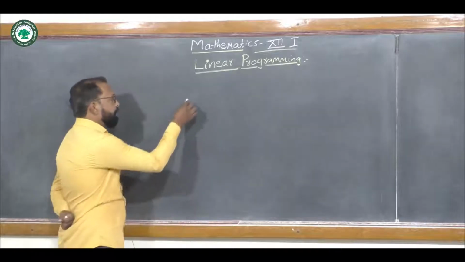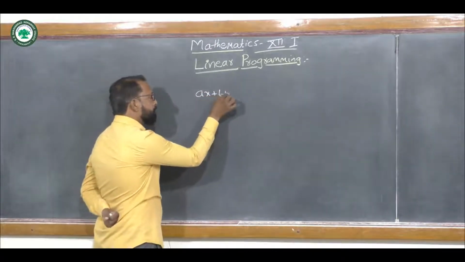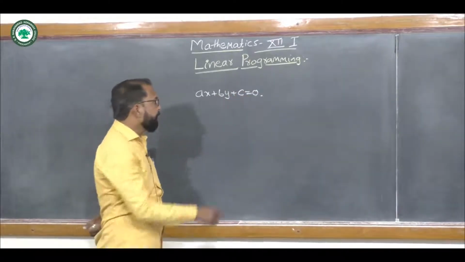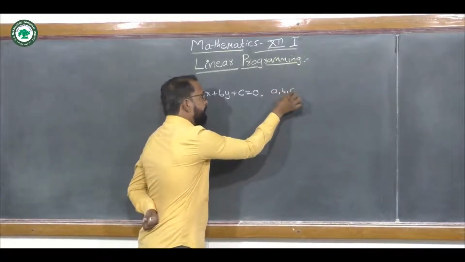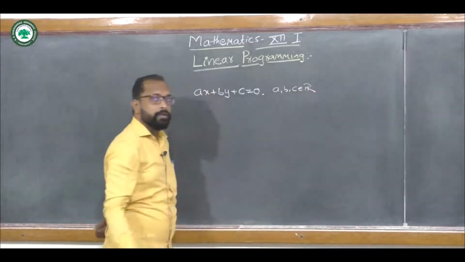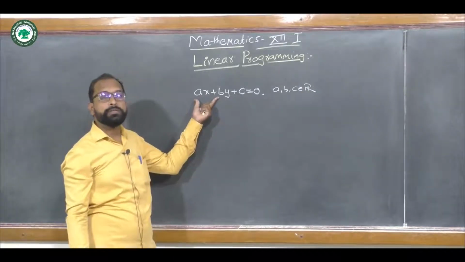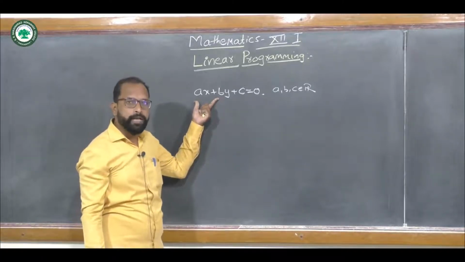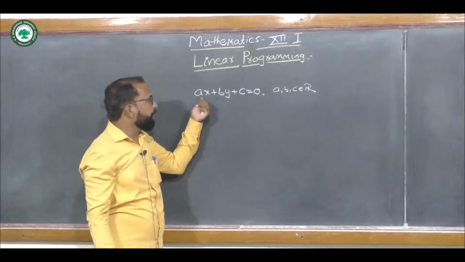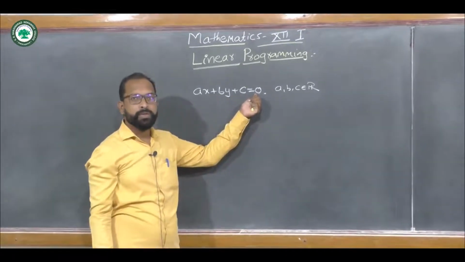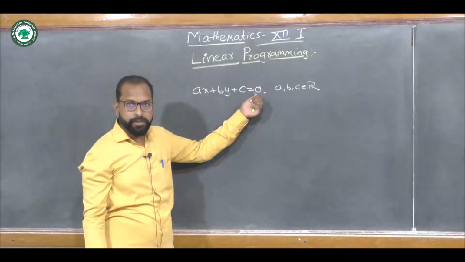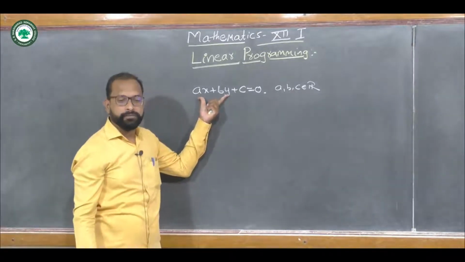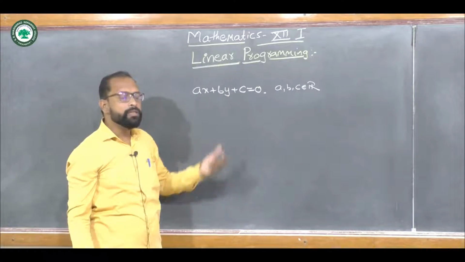Now, we know that ax + by + c = 0, where a, b and c are real numbers and a and b are not 0 simultaneously, or we say that a and b are not 0 at a time. Then ax + by + c = 0 is called a linear equation. This linear equation represents a line.